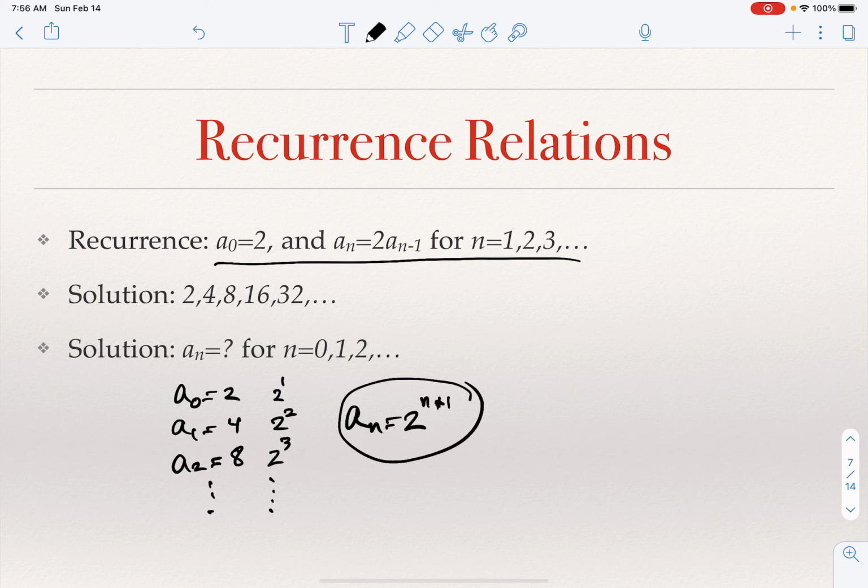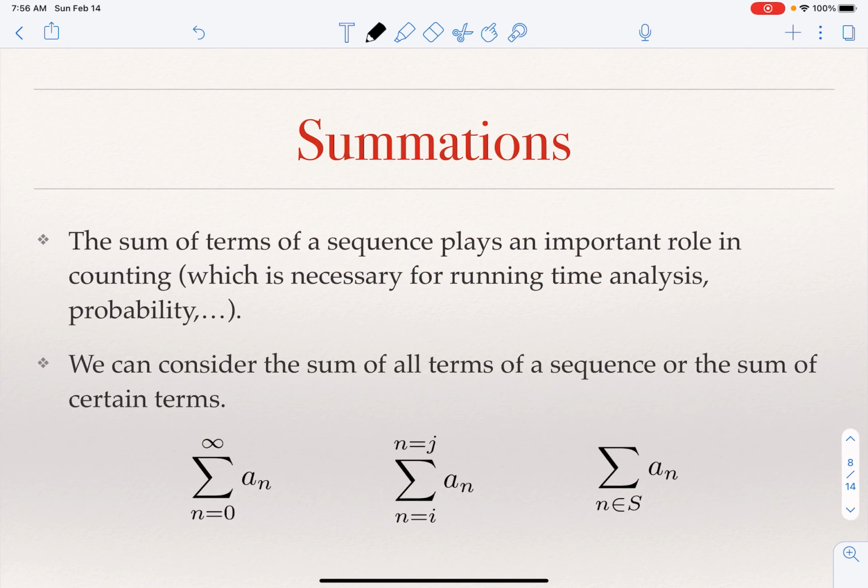Okay, this is what I mean by solution. That the nth term is 2 to the n plus 1. So it's really a value in terms of n itself, not in terms of an minus 1 and an minus 2 and so on. Okay.